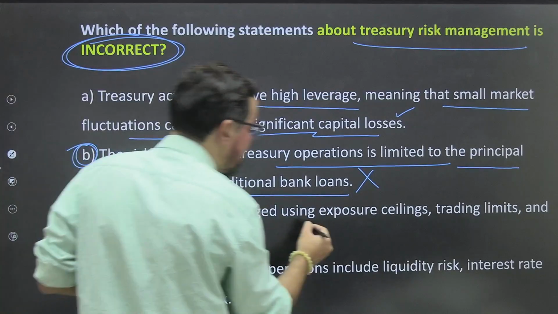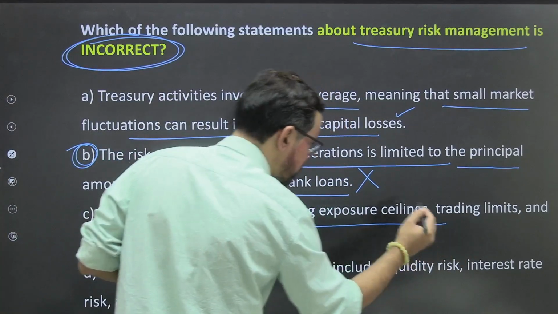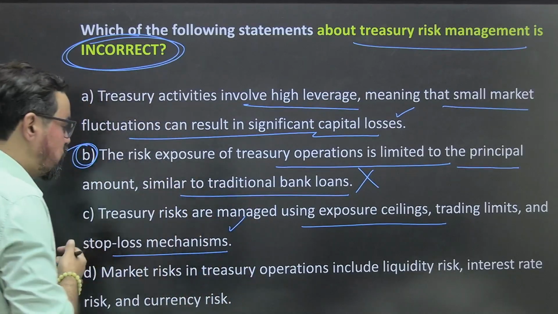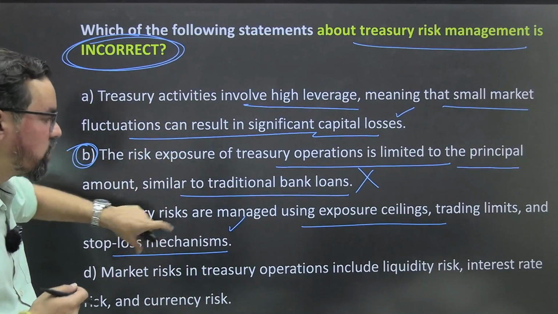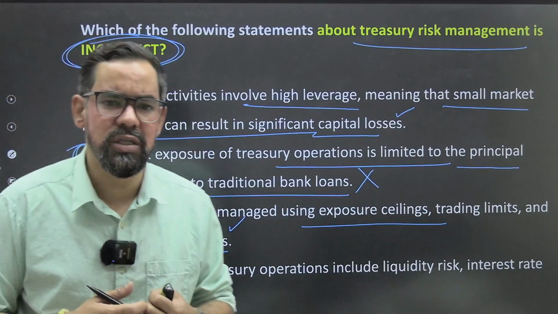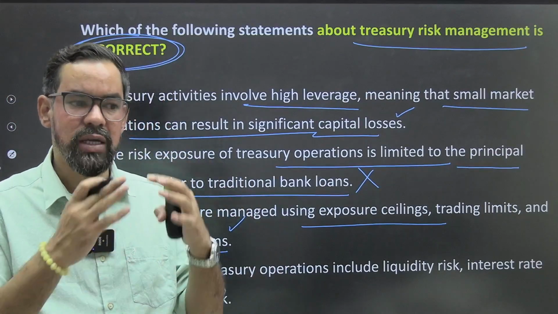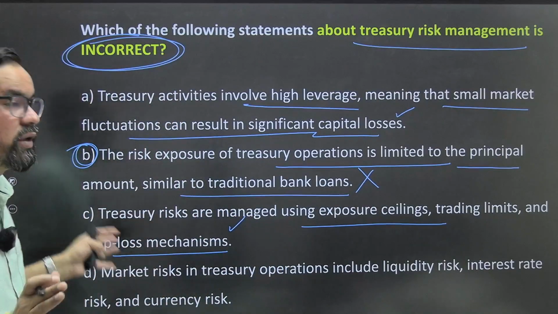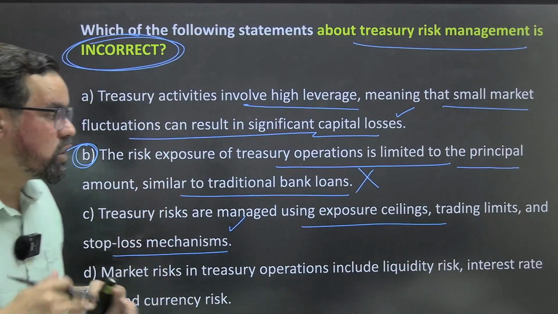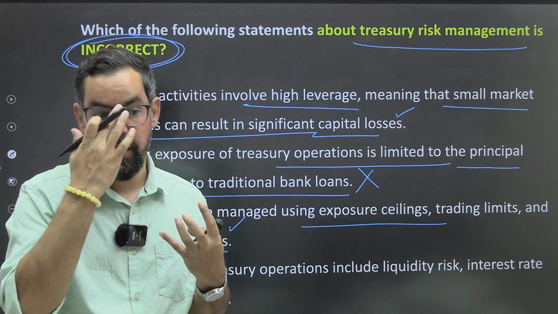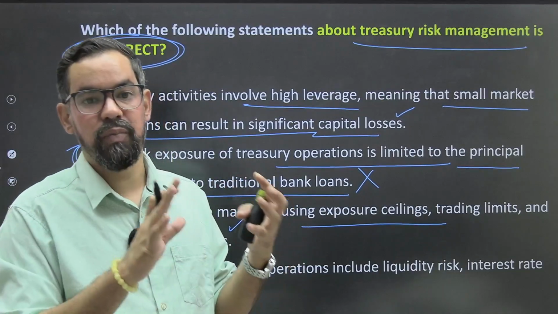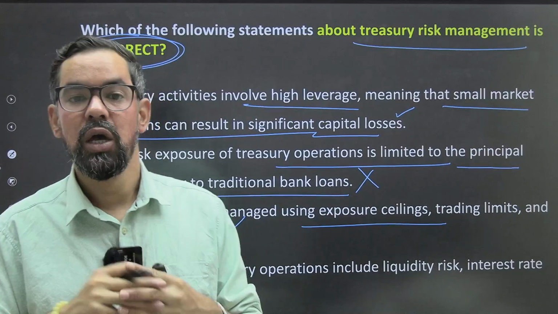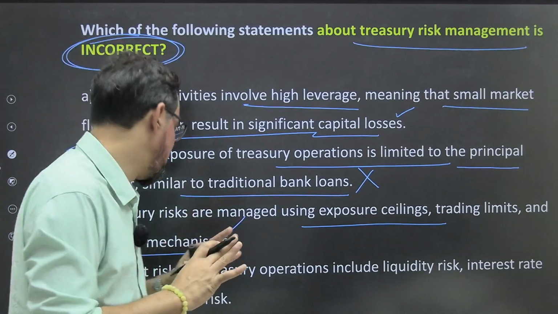Treasury risks are managed using exposure ceilings, trading limits, and stop loss mechanisms. 100% true. To manage these kinds of risk, we generally have exposure ceilings, commodity wise, portfolio wise, or even trade wise, day wise, and week wise, and even on the overall open position. We use trading limits also, like up to what volume we can extend our trade, and we use stop losses to minimize our losses in the market itself, right?